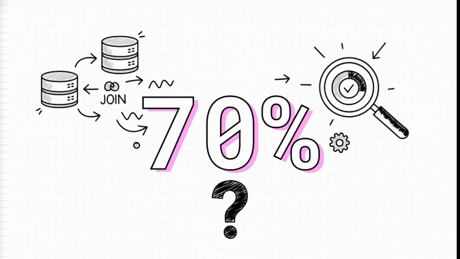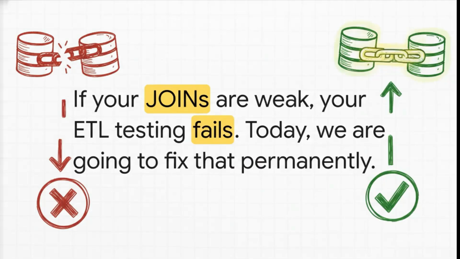On any project you work on, a massive 70%, yeah, you heard that right, of all the validation you will ever do comes down to how well you know just one single concept. And that concept is SQL joins. It's really simple. If your joins are weak, your ability to test effectively is weak. It just falls apart. So today, we are going to fix that for good.